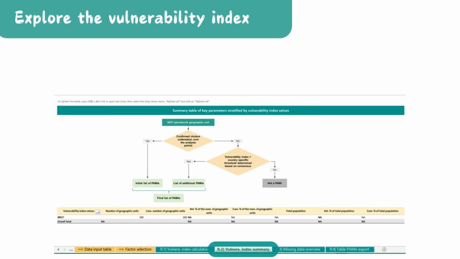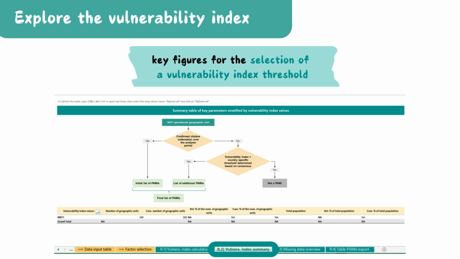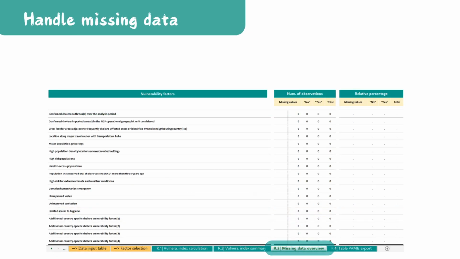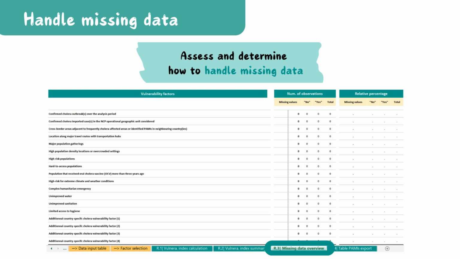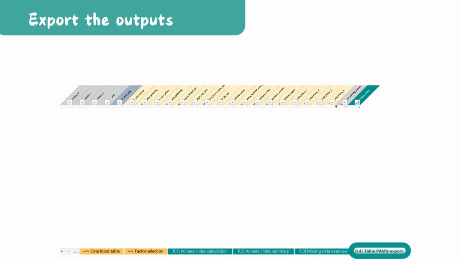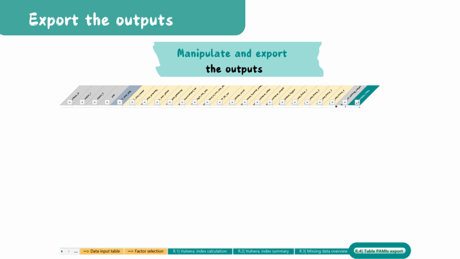Next is a summary sheet on the Vulnerability Index. In the tool, this sheet is called R2 Vulnerability Index Summary. This sheet provides summary statistics to be discussed at the PAMI workshop to determine an appropriate vulnerability index threshold. The next sheet provides an overview of missing data for each vulnerability factor. In the tool, this sheet is called R3 Missing Data Overview. You can use figures provided in this sheet to determine the best strategy to handle missing data for each vulnerability factor. The last sheet of the PAMI Excel tool is a summary export sheet. In the tool, this sheet is called R4 Table PAMI Export. You can use this sheet to filter, manipulate, and export the outputs of the PAMI analysis.